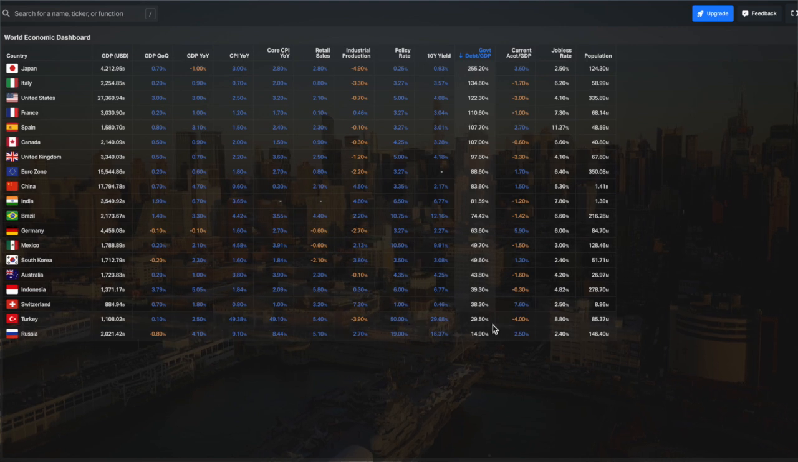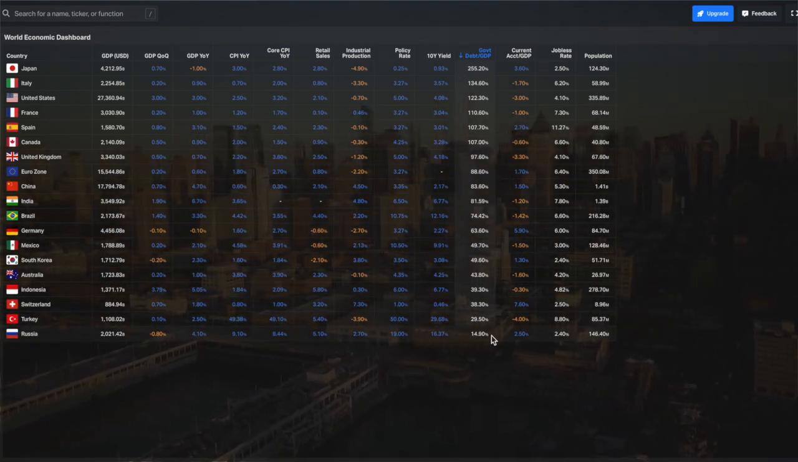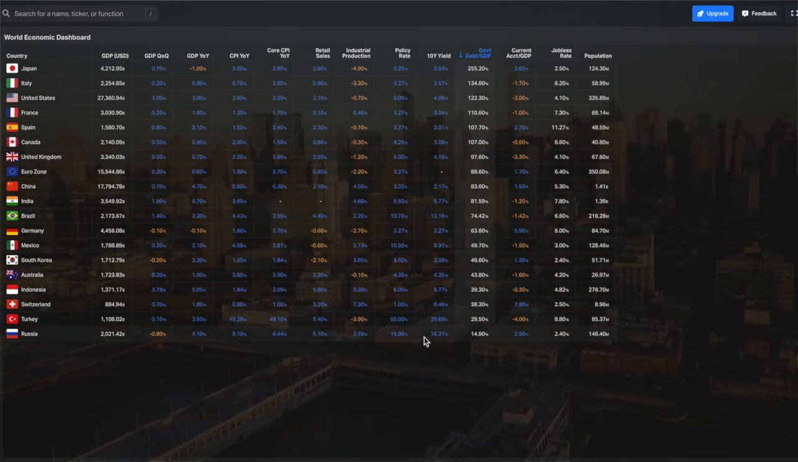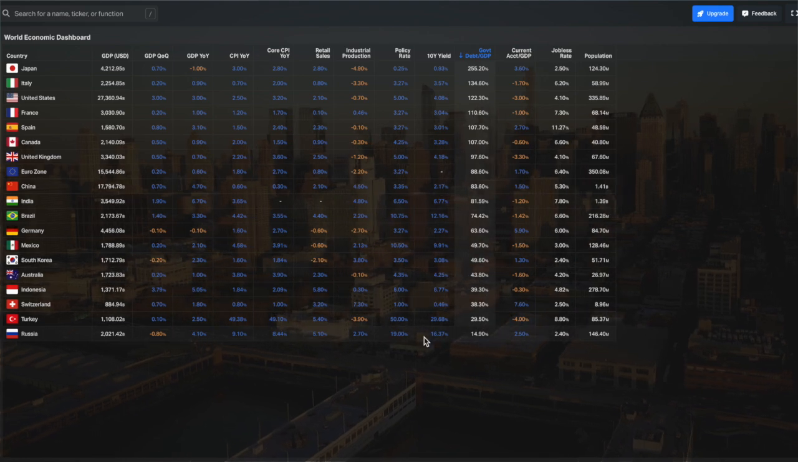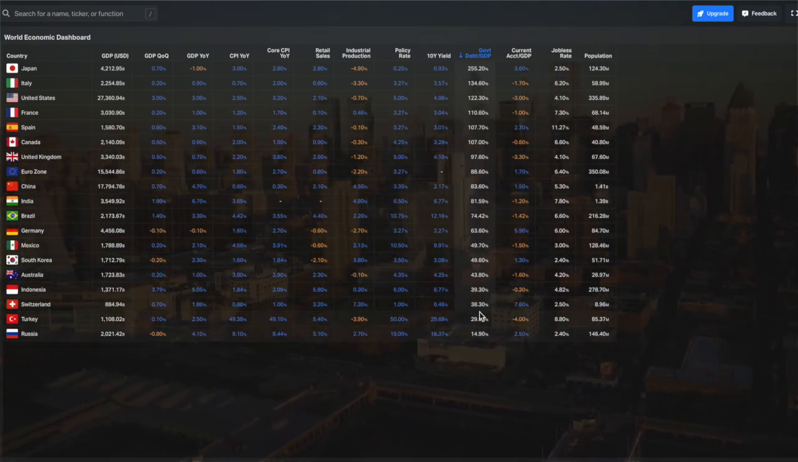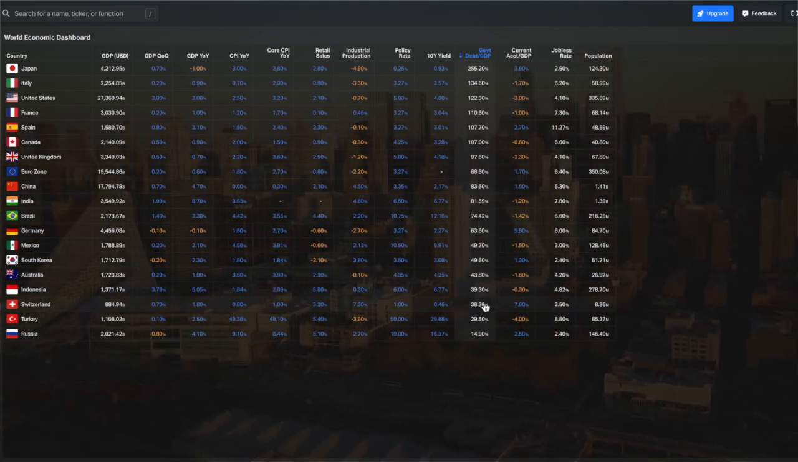Same for Russia, right? First of all, nobody wants their bonds. Nobody wants to loan money to Russia, and even if they do, they will ask a 16% interest rate, which is insane. So too expensive to borrow money for these two countries. That's why their debt to GDP ratio is very low.